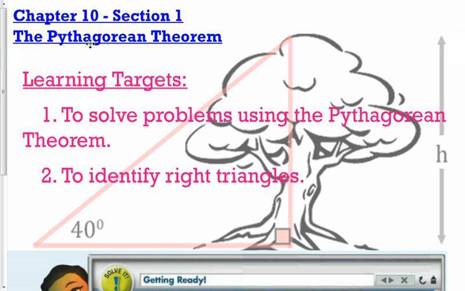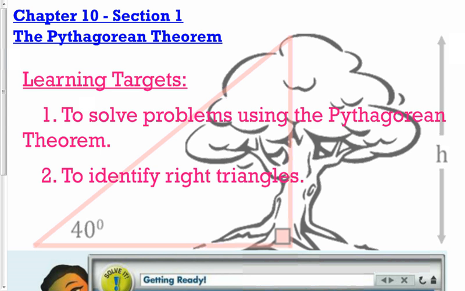Climbing up a tree, climbing up a tree. I'm just sitting here climbing up a tree. Nope, I'm not actually climbing up a tree. But if you look at the picture in the background, there's a tree and there's a right triangle, and we're going to be doing stuff with right triangles today. So my made-up song wasn't totally out of this world.